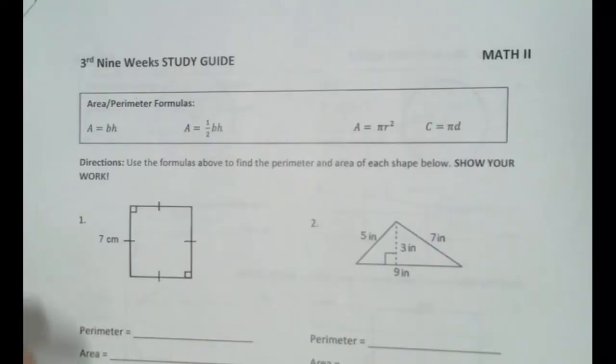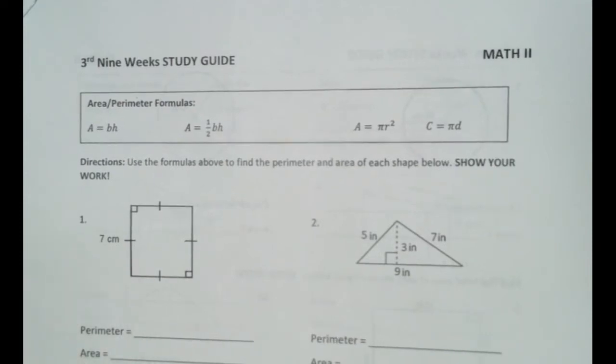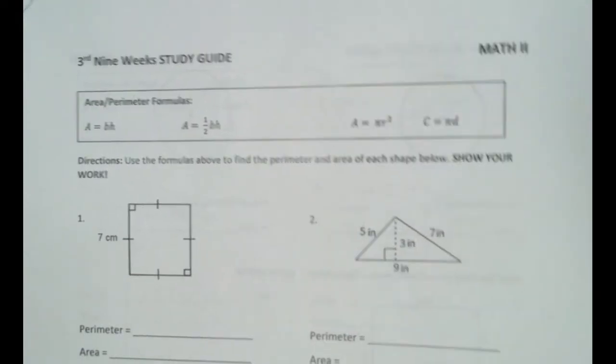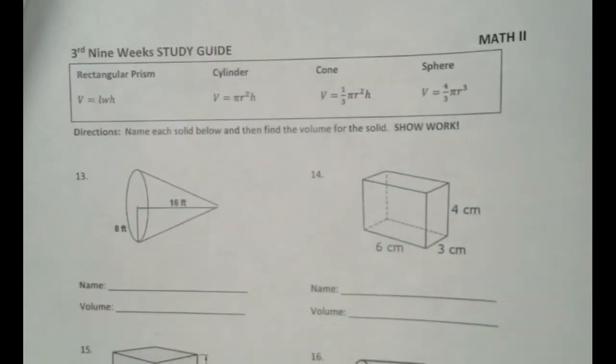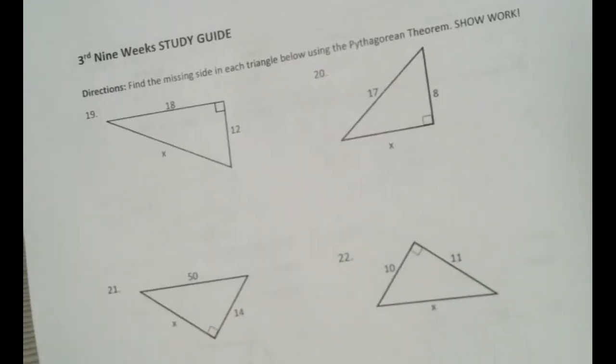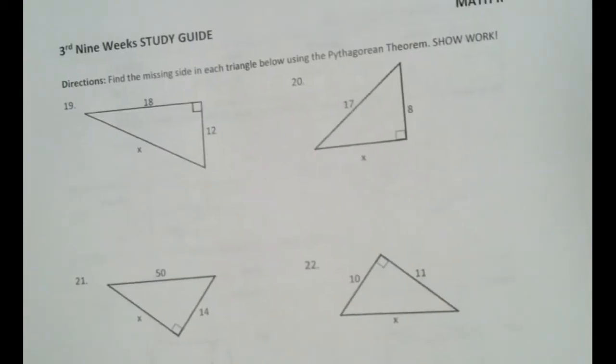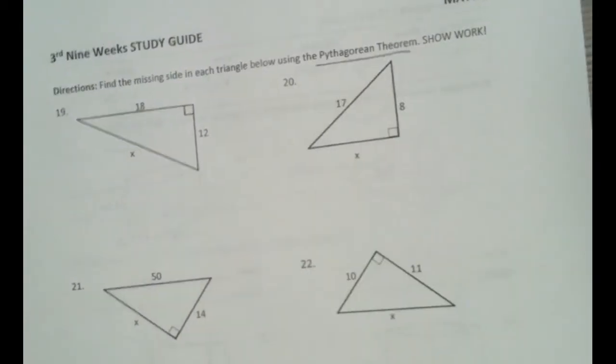Okay guys, so for this video I'm going to go over the 9 weeks test study guide, but just so you know, the test is going to be a whole lot like this. The first section is going to be your area and perimeter. The second section is going to be your volume formulas, and then the last section is going to be your Pythagorean Theorem. Okay, honestly this should be a pretty easy test because it's just formulas.